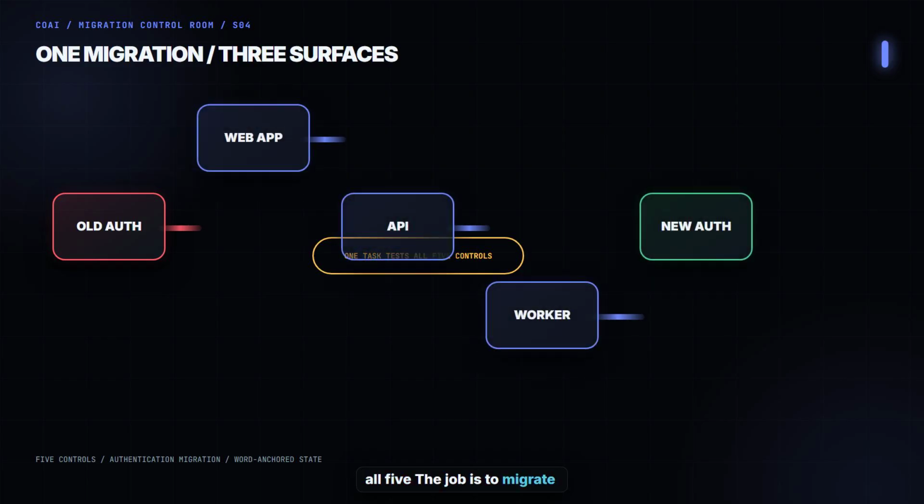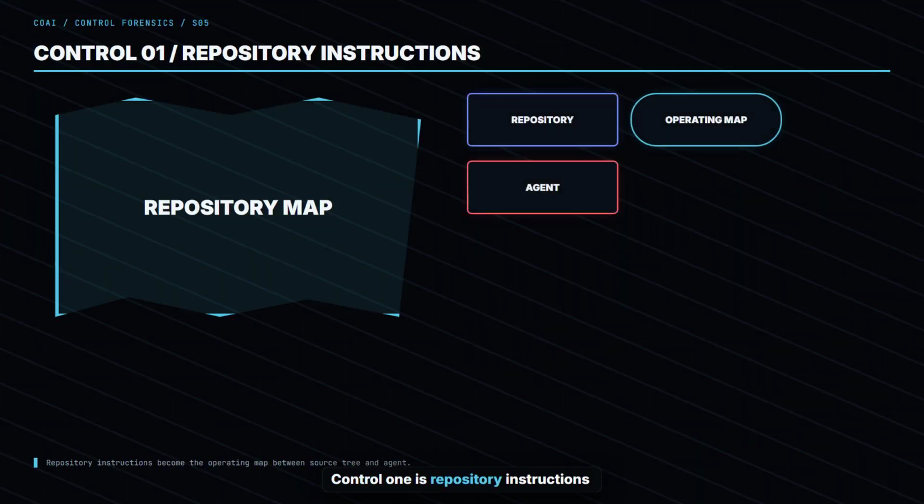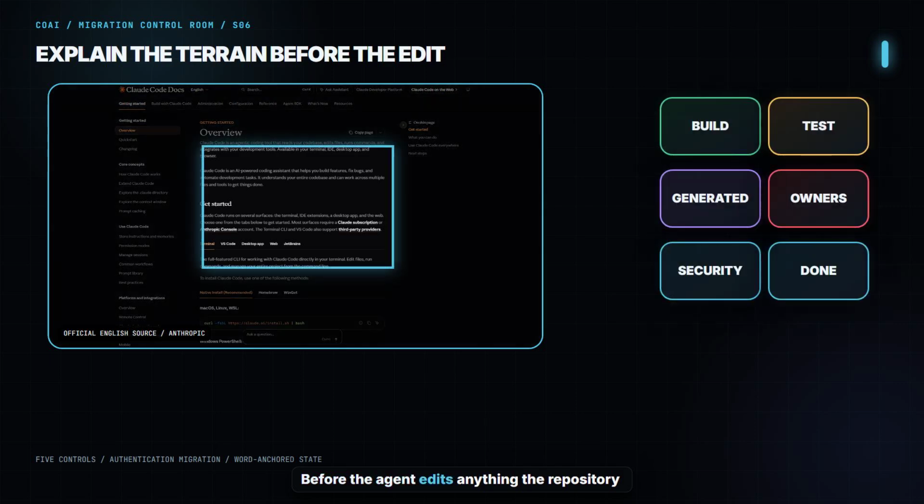The job is to migrate an application from an old authentication client to a new one across the web app, API, and worker. Control 1 is repository instructions. Before the agent edits anything, the repository should explain how this project works. Name the build commands, test commands, generated directories, ownership boundaries, security rules, and the definition of done.